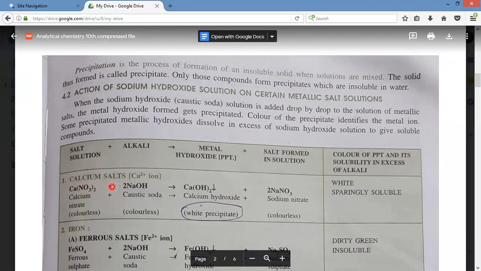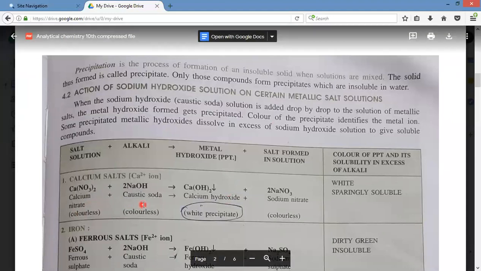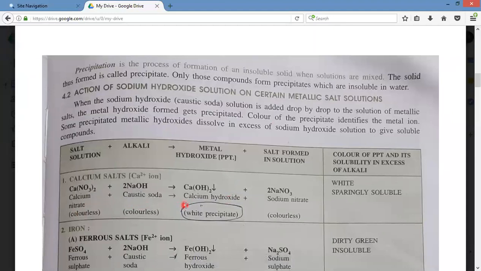We are taking the calcium salt. Under the calcium salt, the compound is calcium nitrate. We are treating the calcium nitrate with caustic soda. When the treatment of calcium nitrate with caustic soda is going on, a compound is forming with a white precipitate, meaning a white solid is settled at the bottom of the test tube. That is your calcium hydroxide. How can you identify the calcium hydroxide?